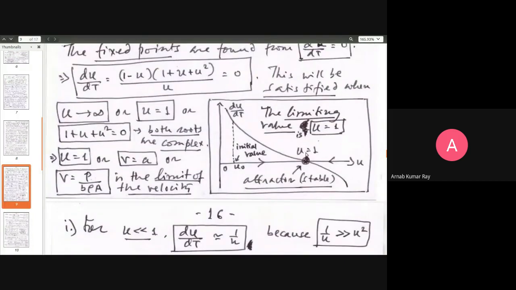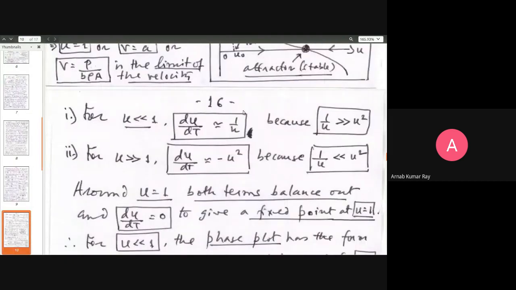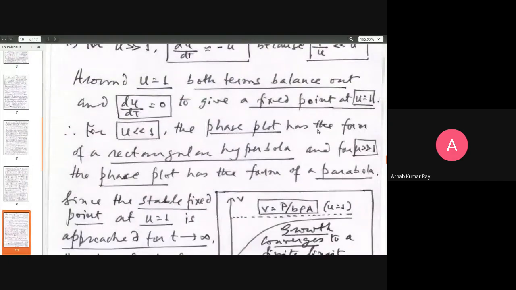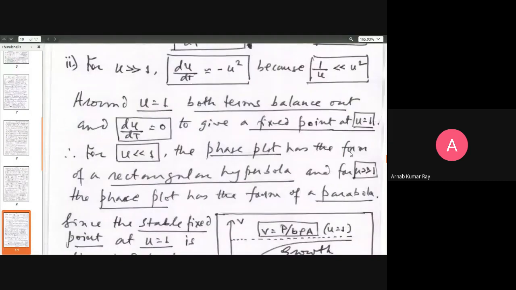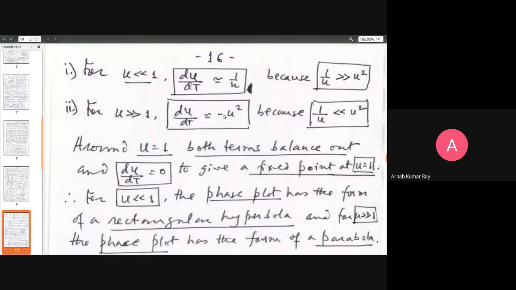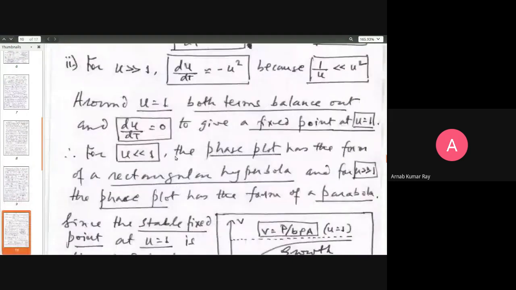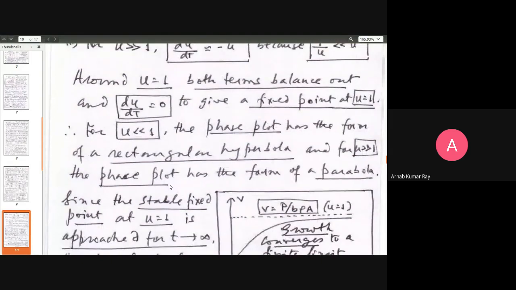So for values of u much smaller than 1, the behavior is approximately like a rectangular hyperbola. Hence, I have drawn this. For values of u very much greater than 1, the behavior is a downward curving parabola. You see, du/dt will be equal to minus u squared. You can just plot y equal to minus x squared, and you'll see a parabola curving down like this, right? So here's the answer. The phase plot has the form of a rectangular hyperbola when u is very much less than 1, and for u very much greater than 1, the phase plot has the form of a parabola.